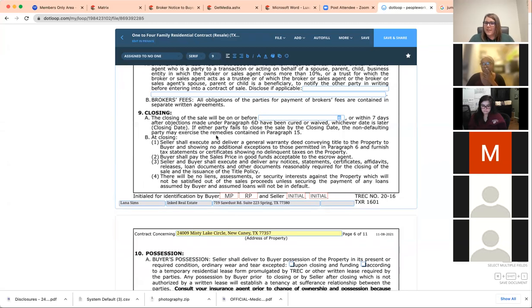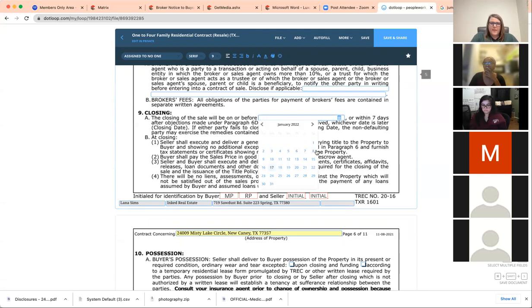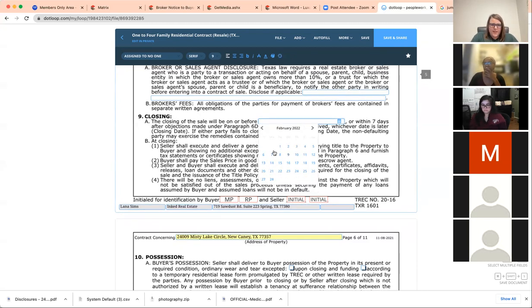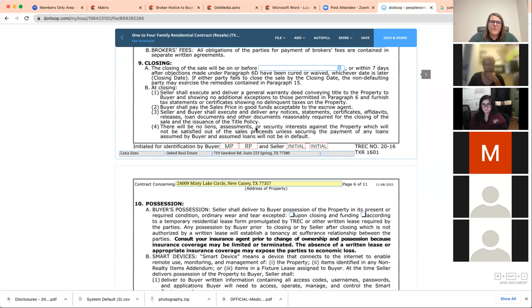Closing. This is the closing date, on or before or within 7 days after objections, whichever date is later. Please make sure it's not a holiday or a weekend that you choose, and that your client's going to be in town. Unless you already know your client is going to sign mobile or out of state, try to make sure that the closing date is what your client wants and that the lender can satisfy as well before picking a closing date. So yeah, there you go. Make sure it's not a holiday.